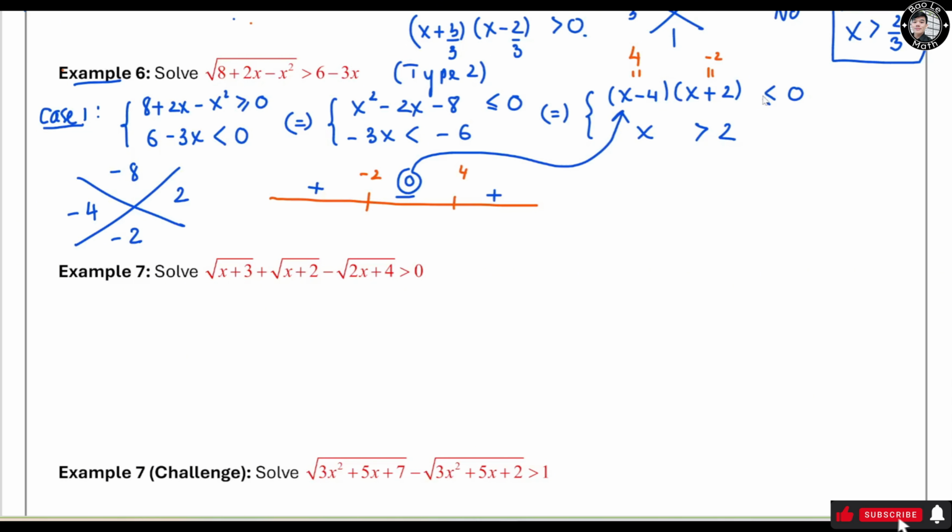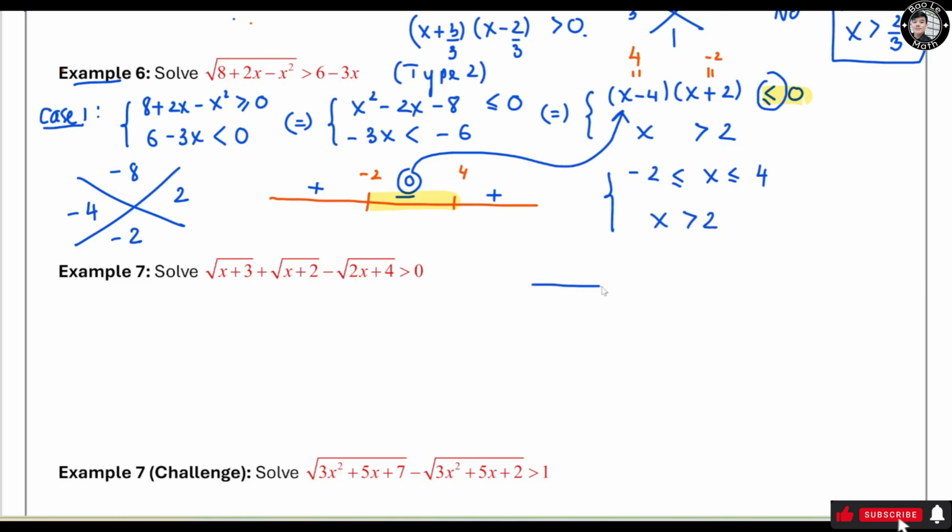Now you need the inequality less than or equal to 0, right? So it should be from here to here only, right? So this is the same thing as -2 less than or equal to s less than or equal to 4, right? You need to include the endpoints because you have the equal sign right here, right? And the second one, s greater than 2, right?